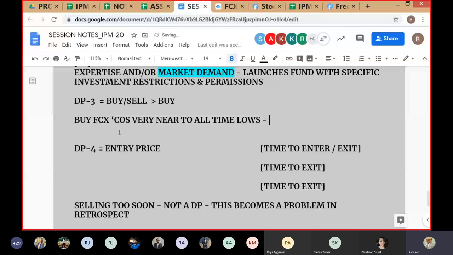So develop this important habit of tracking a few markets and tracking them regularly, see what's happening every day, and take a view, like Sachin has taken a view that he wants to buy Freeport McMoRan. Doesn't matter if you're wrong, but take a view, take a decision, and then track what happens to it. Okay.